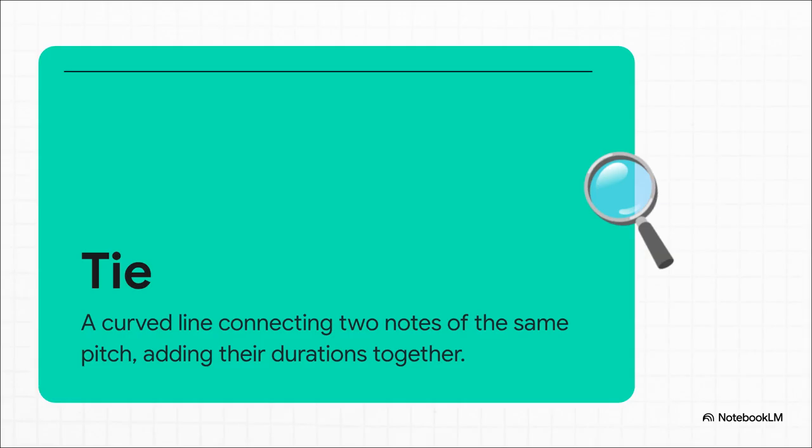Next up, we have the tie. This little curved line physically links two notes of the same pitch, and its function is even more direct. Just add their values together. You play them as one single, unbroken sound. It's how you get those long, soaring, sustained notes that can flow right over the boundaries of a measure.